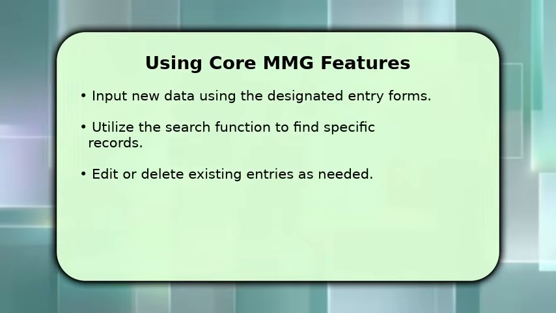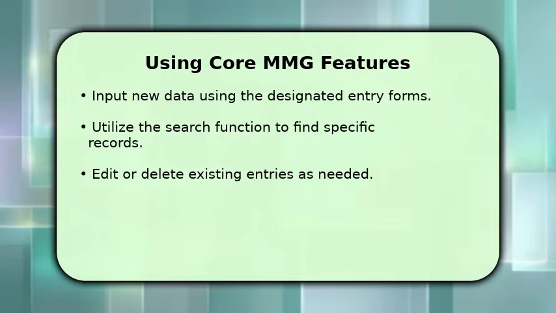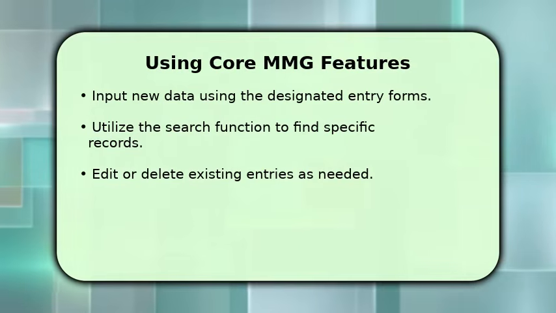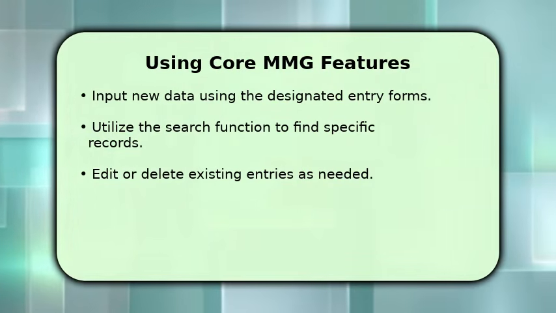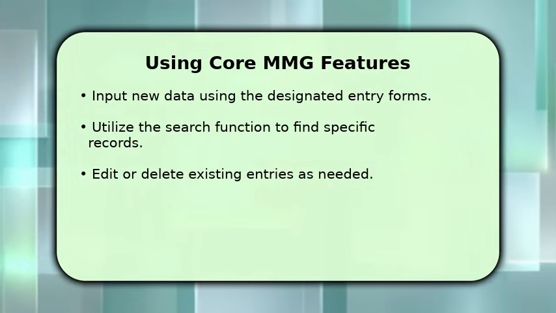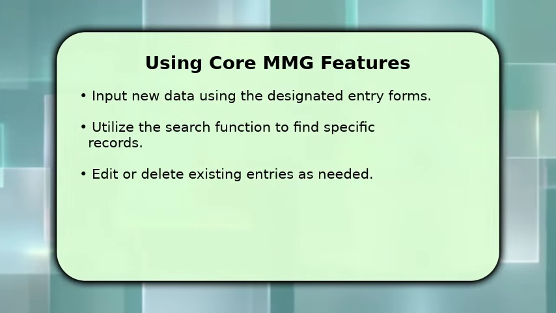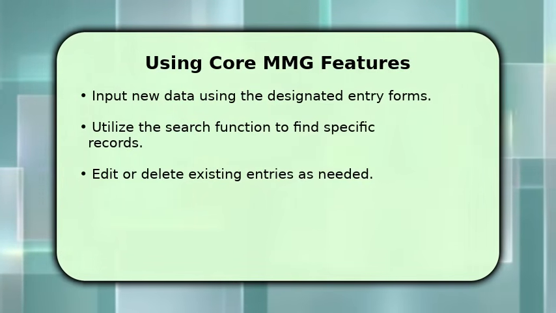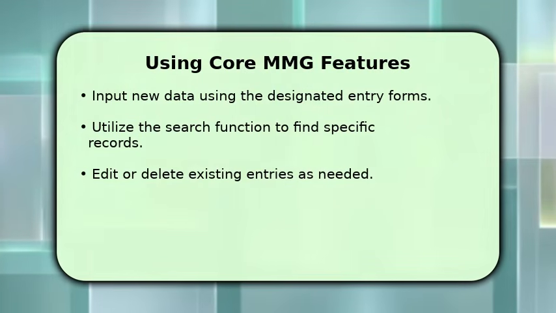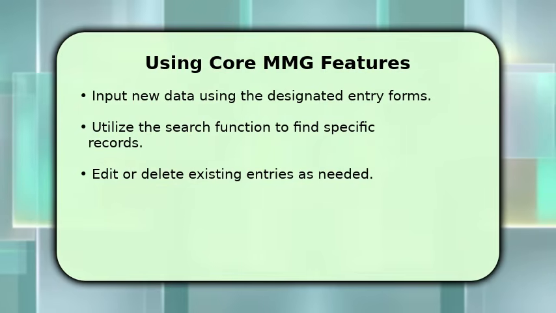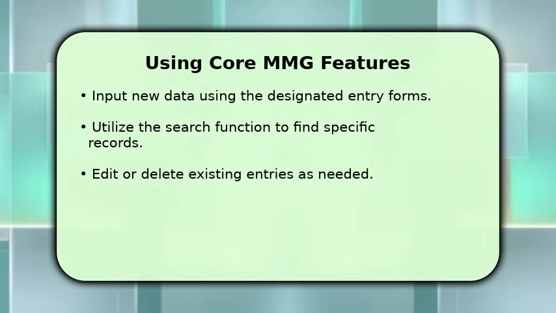Next, we'll dive into the core functionality of the MMG app. To add new information, simply tap the plus icon or the Add New button and fill out the required fields. The app makes it easy to search for specific records using keywords or filters. If you need to make changes, select an existing entry to edit its details or delete it entirely. This process is designed to be straightforward, ensuring accurate data management.